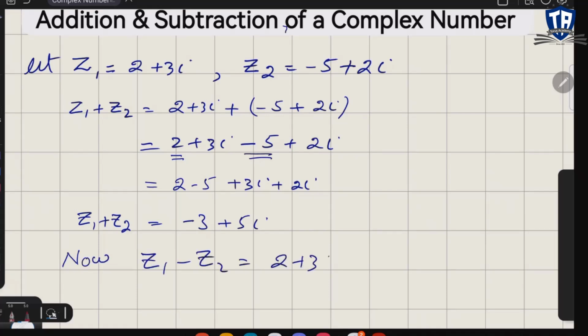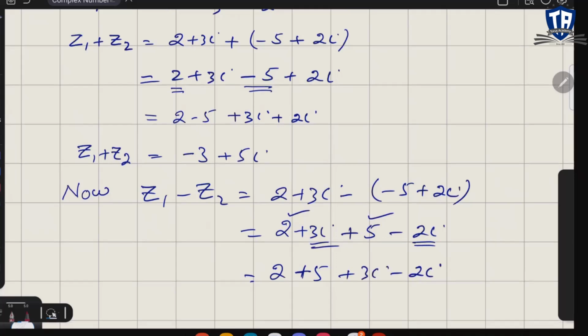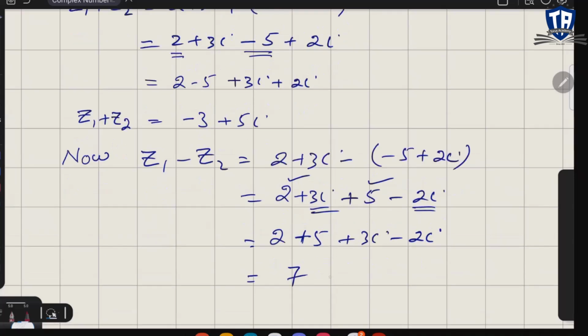Same example, with a negative sign before z2. It is a simple procedure: when you open the bracket, it changes the signs, and you can identify the real parts, write them together, and then the imaginary parts, write them together, and do the simplification. It is 7 plus iota. So in subtraction, the resulting number is also a complex number because it is of the form of a real part and an imaginary part. Now we have learned how to add two complex numbers or subtract two complex numbers.